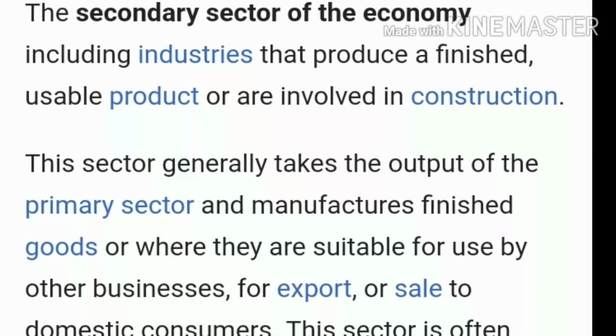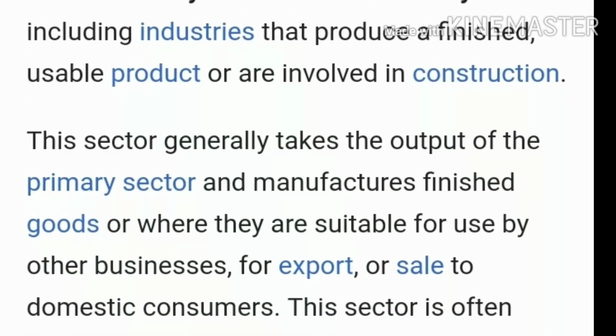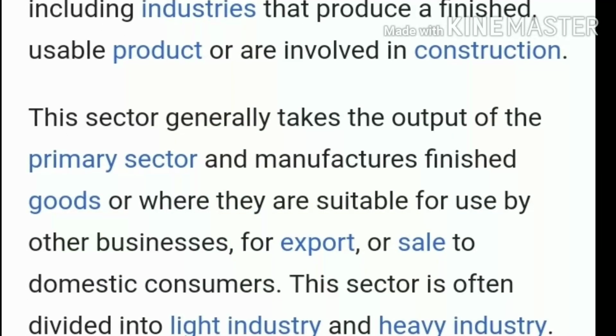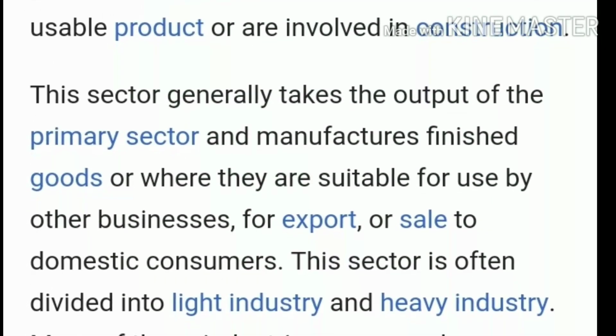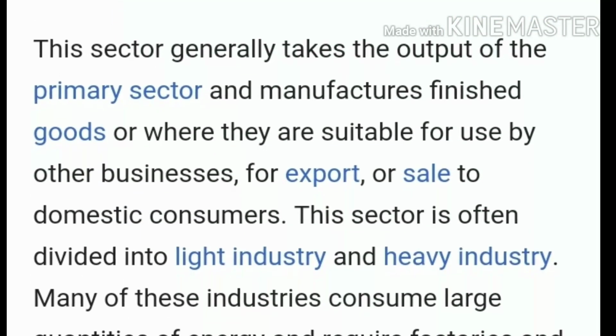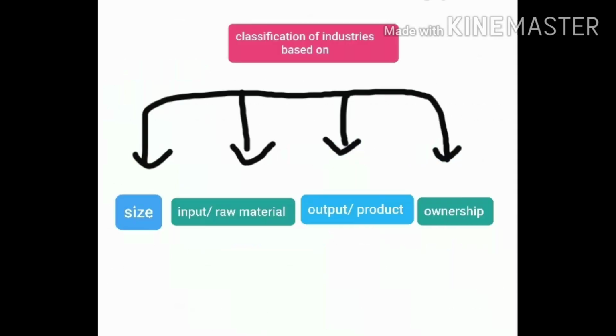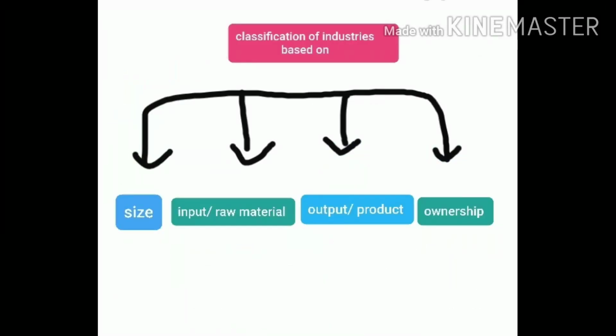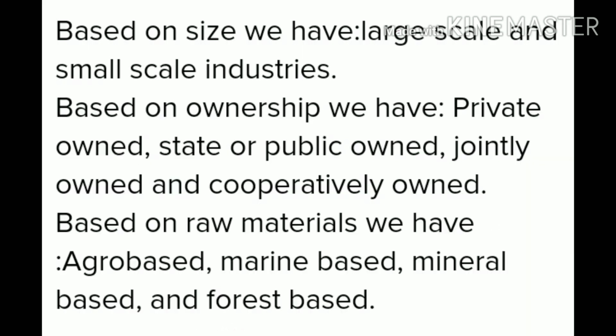The secondary sector of the economy includes the industries that produce finished and usable products or are involved in construction. They are generally known as economic activities as well. There are different types of manufacturing industries which are classified on the basis of size, input or raw materials, output or product, and ownership. Let's study industries based on size and industries based on output or production further in detail.